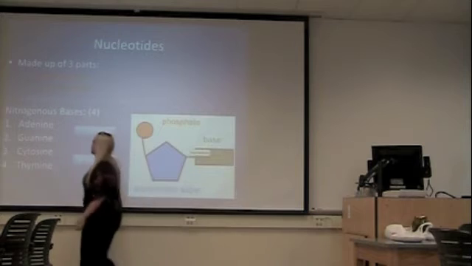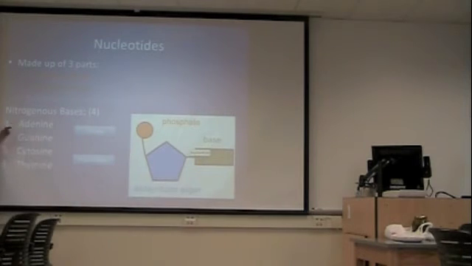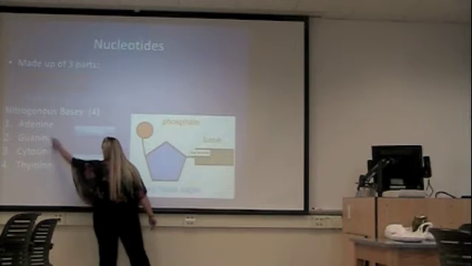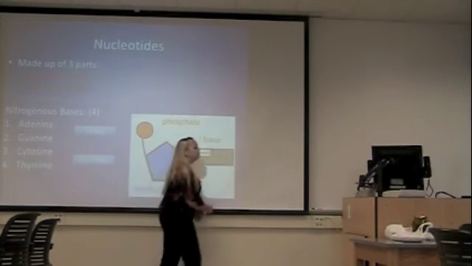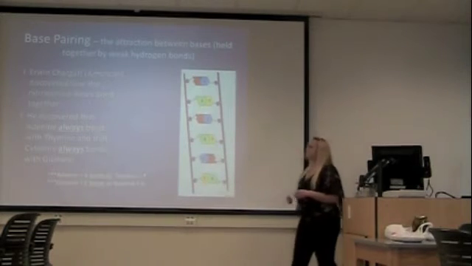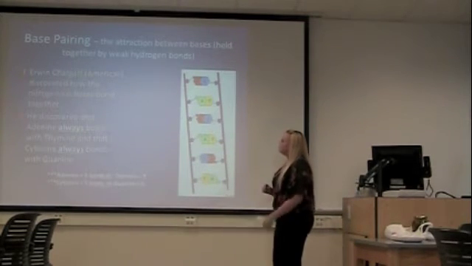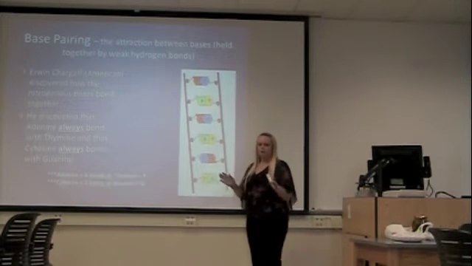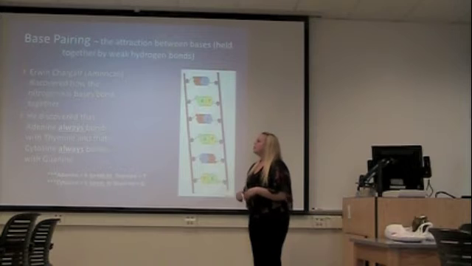And your nitrogenous bases, you have adenine, guanine, cytosine, and thymine. These two are pyrimidines, and then the top two are purines. And then they pair together, but these don't pair with one another. They connect with an opposite one. Base pairing is an attraction between the two bases, and it's a hydrogen bond that bonds them together. Hydrogen bonds are weak, keep that in mind.